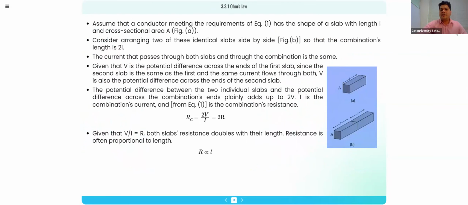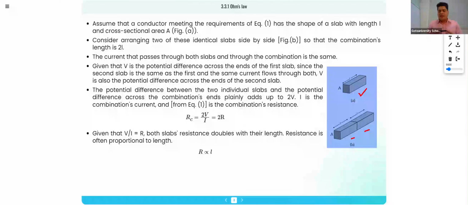See, it depends upon the area. It depends upon the length. If you increase the length, see, in the first case the length was L, in the second case the length was 2L. So as the length increases, resistance will increase.